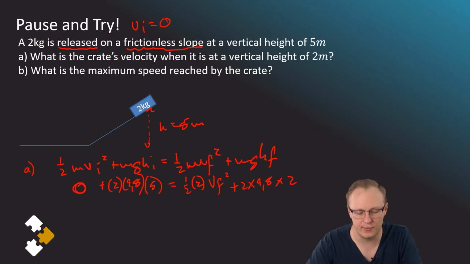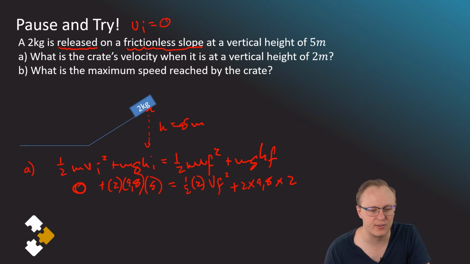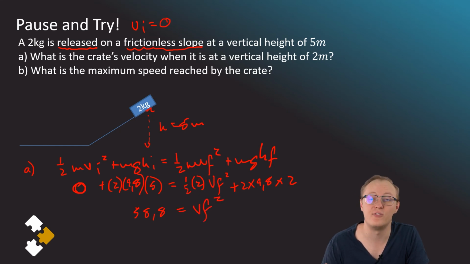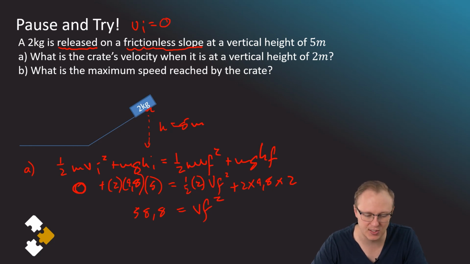Okay, cool. So if you go 2 times 9.8 times 5, you get 98, and then you've got to subtract from that the 2 times 9.8 times 2, right? So I get here that I've got 58,8, and then half mv squared, half times 2 is just 1, so I've just got 58,8 is equal to Vf squared, and then I just have to square root both sides. Okay, all right, so square root both sides, and I get an answer of 7,67 meters per second.